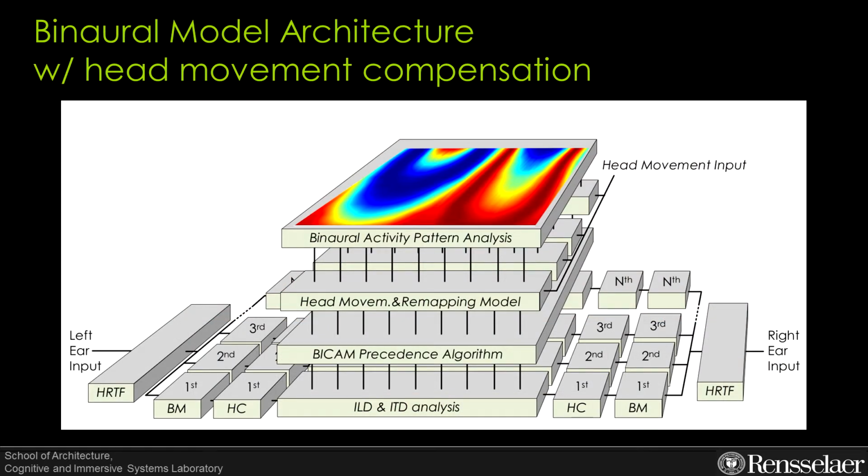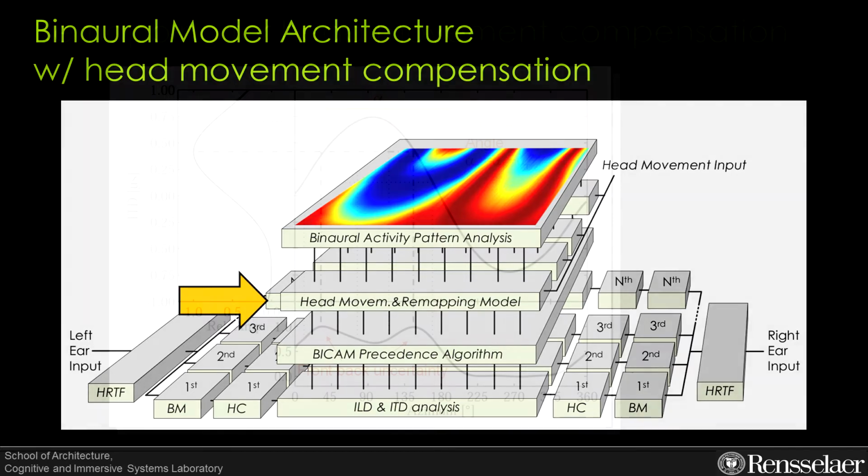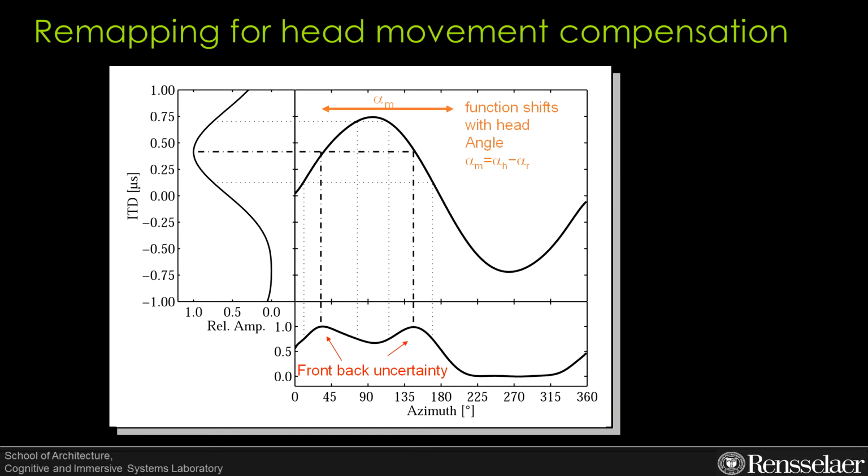For this model, we also use the head movement model that works with the remapping function. And you see that one is squeezed now between the BICOM algorithm and the binaural activity pattern analysis. Basically what the remapping function does is that you take the cross-correlation pattern and it's moved with the head movement to map the cross-correlation function from ITD to a cross-correlation function to azimuth. And by moving the head virtually, we can remove the peak that's in the wrong hemisphere, front or back.